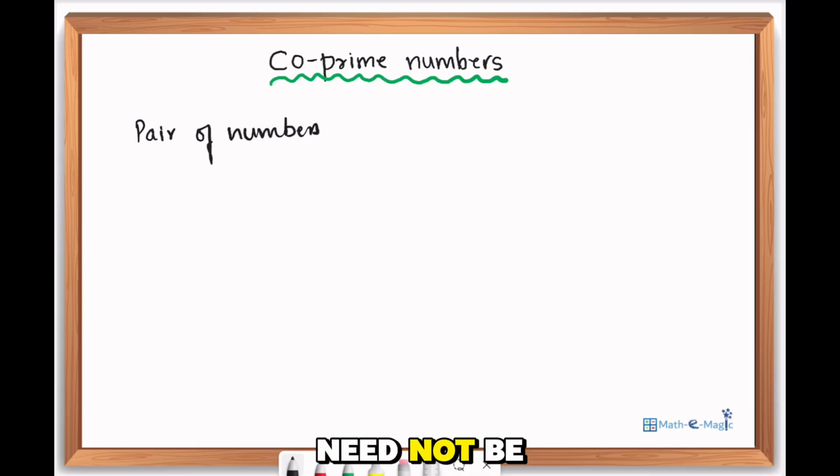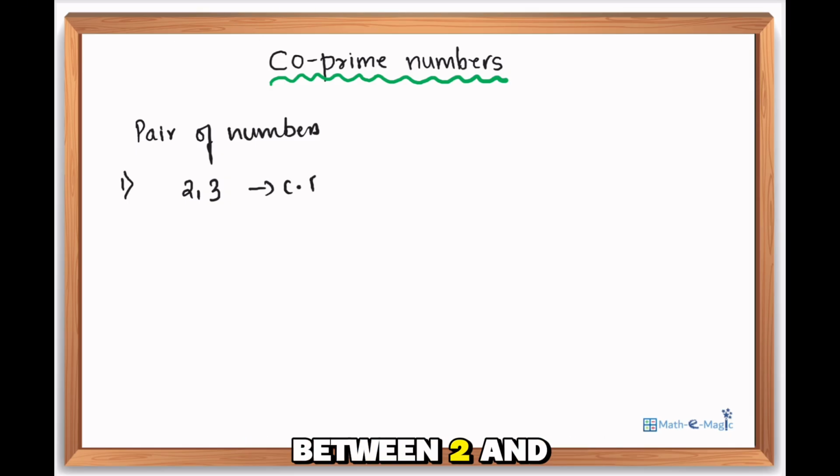Now the name suggests that it is something to do with prime, but for numbers to be co-prime, each number need not be prime itself. For example, let us look at the first pair of numbers, say 2 and 3. Now 2 and 3, both the numbers are prime numbers. 2 is a prime, 3 is a prime, and the only common factor between 2 and 3 is 1. That's why they are called co-prime.